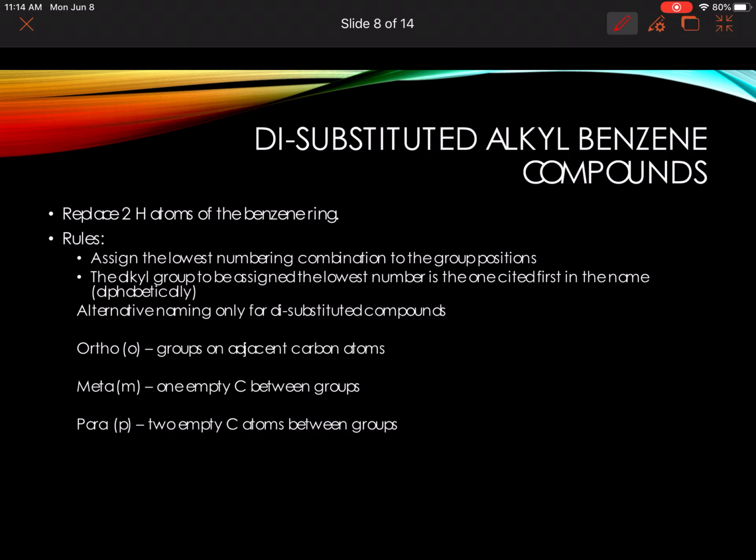Now there's 2 ways of naming these. We have the alternative naming, and you need to know both ways. This one's using the prefixes ortho, meta, and para, and I'll explain how this works when we go through examples. Ortho, this is when we have groups on adjacent carbons. Adjacent just means they're right next to each other. So this would be positions 1 and 2. Meta means that they have an empty carbon between them. So this is 1 and 3 position. And then para, 2 empty carbons between them. So this would be the positions 1 and 4. So write that down, and that will make much more sense when we take a look at a molecule here.